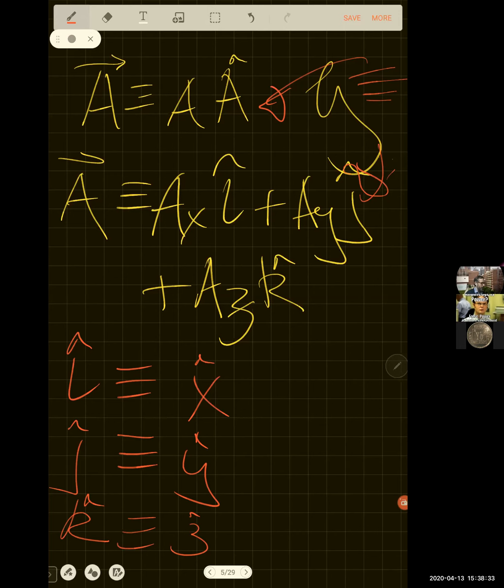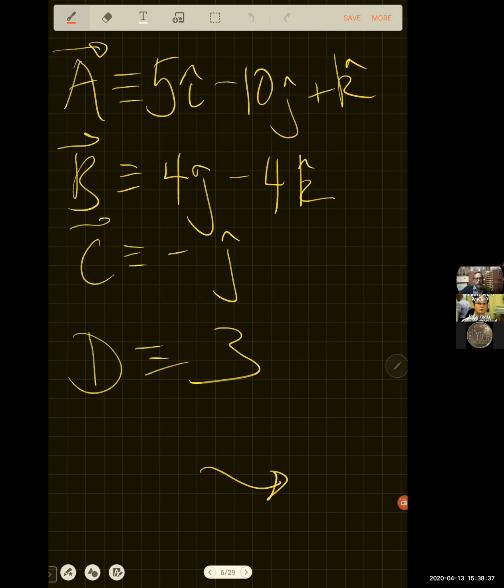So, all right, that set, that's a reminder of what faces us now, this problem in the exam question. The problem that we're looking at gives us four quantities. The first one is vector A, 5i hat minus 10j hat plus k hat.